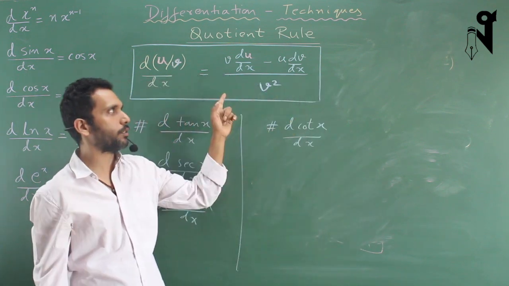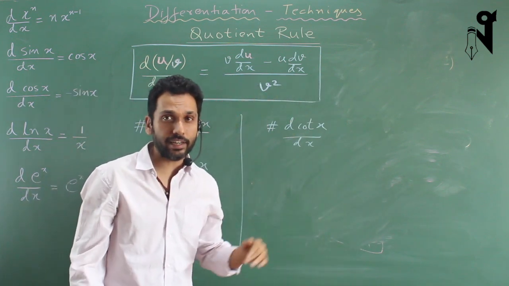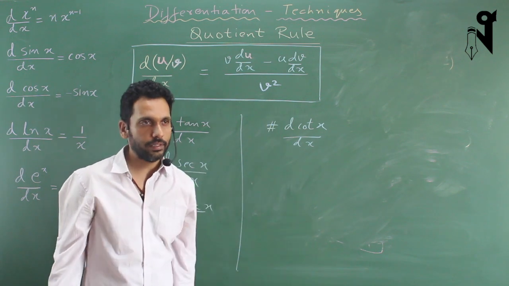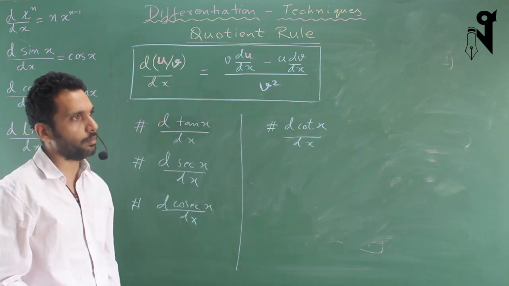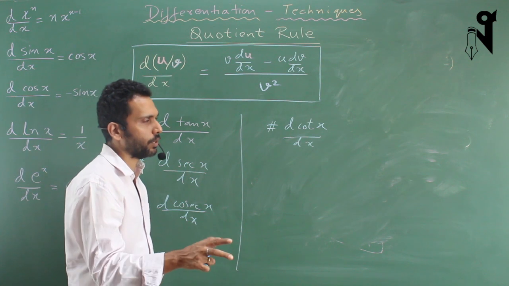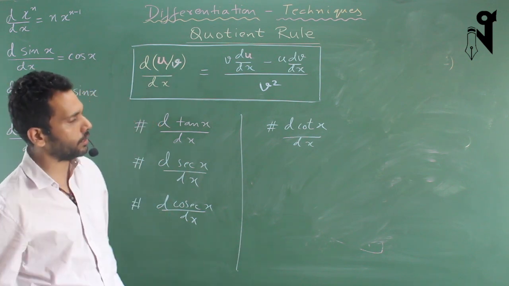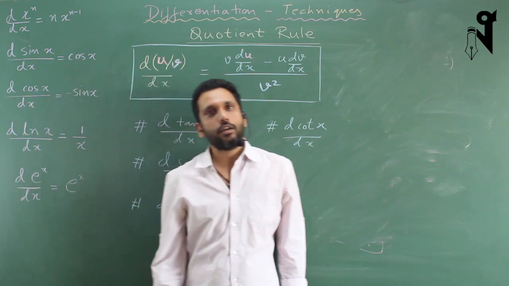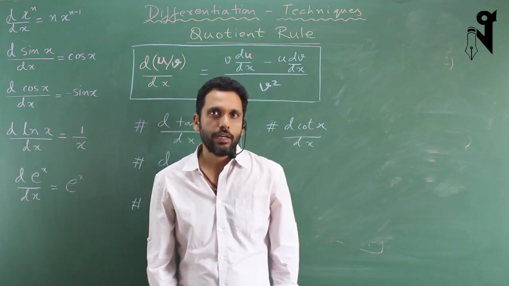Otherwise, I told you how this has been derived. So if you are actually forgetting in a test, you can quickly derive it, or simply use the product rule, which people generally don't forget, to find out the answer. So that's it for the techniques.